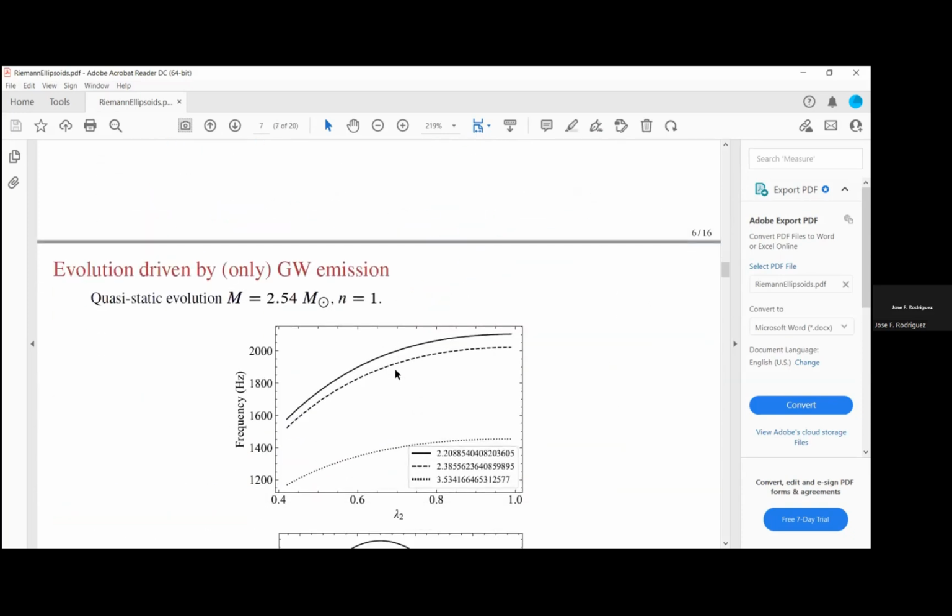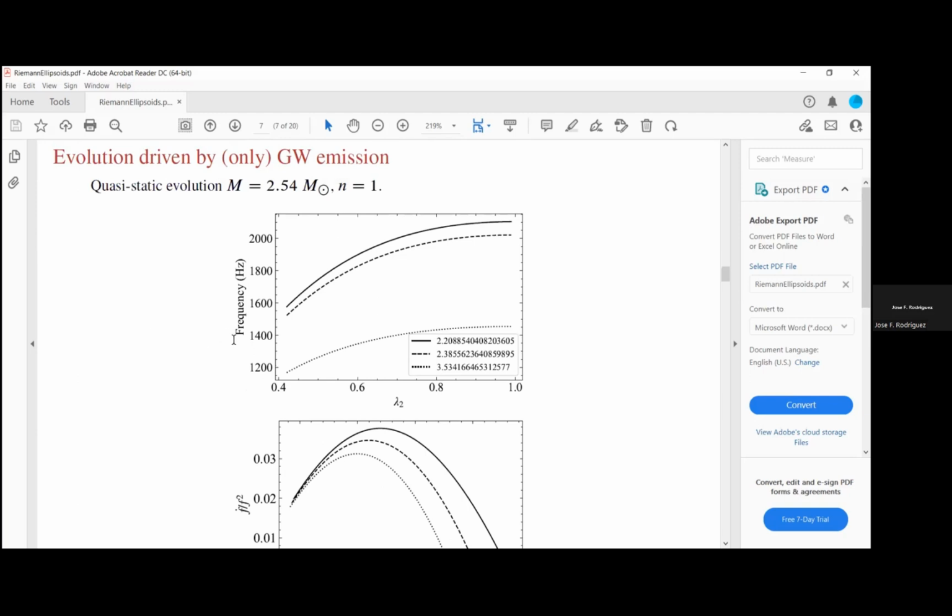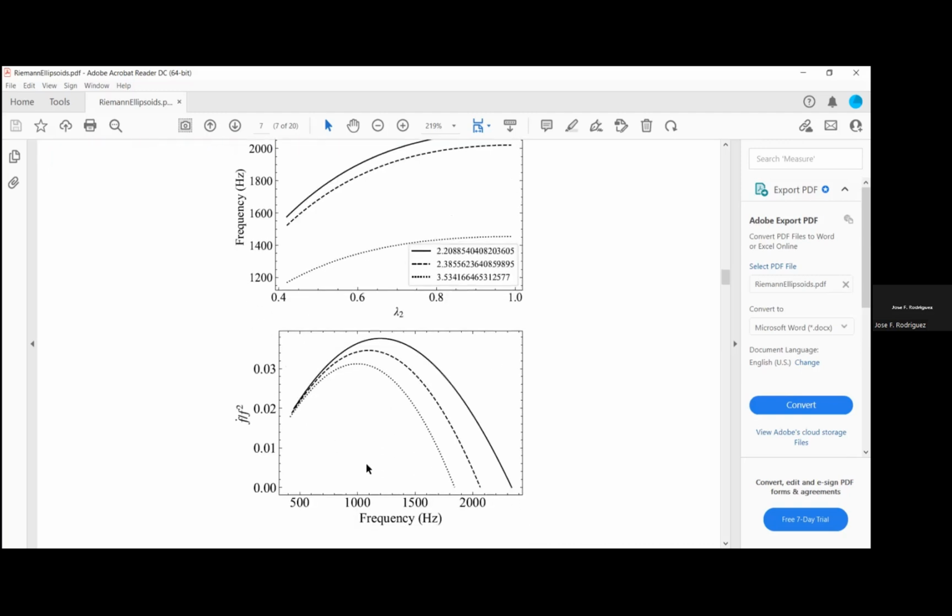Next, I show you the evolution driven only by gravitational waves. I state that because I want to make that point clear. I am only considering gravitational wave emission. So here we have the quasi-static evolution, like the Landau-Lifshitz evolution for a binary system, that is a sequence of circular orbits. So we have here a sequence of Riemann type S ellipsoid objects, and here we can see the evolution towards the final Maclaurin spheroid.